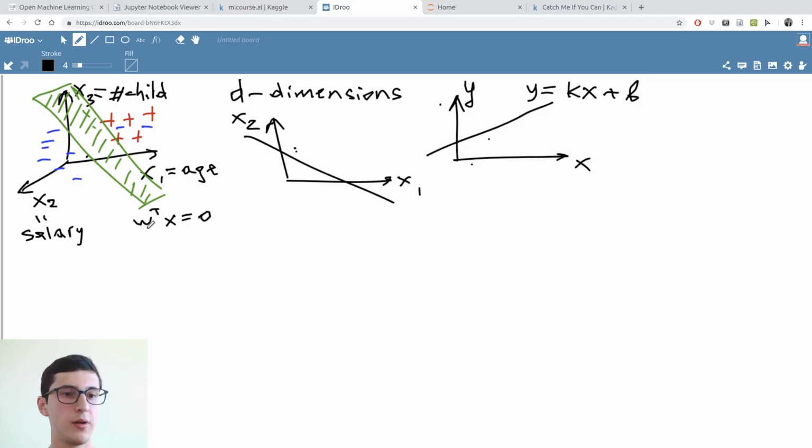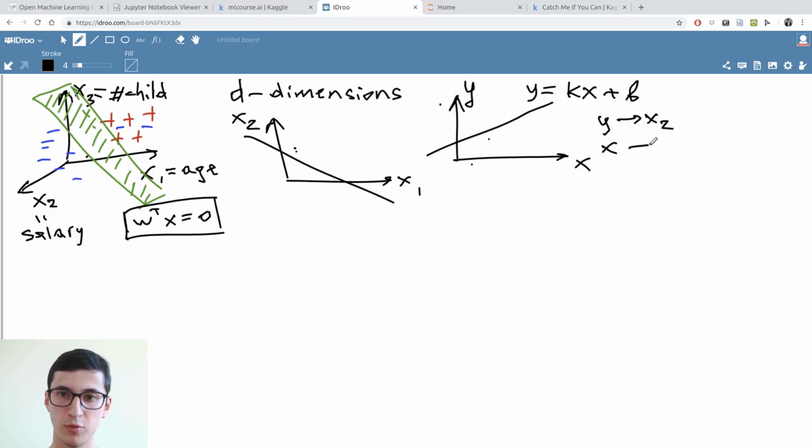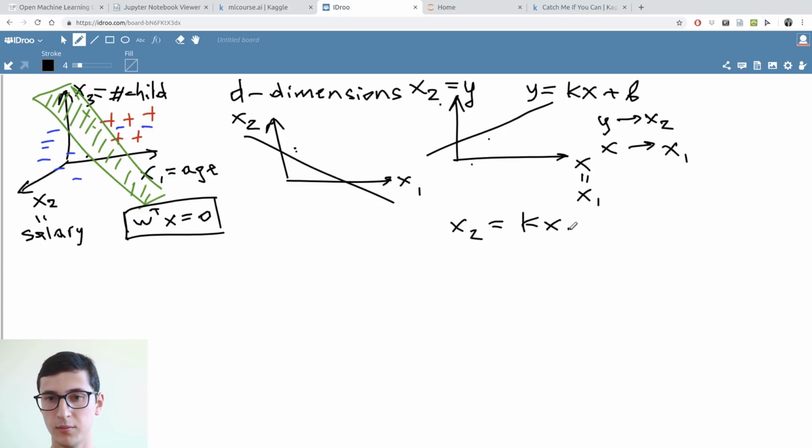So actually the equation W transposed x equals 0 is only a generalization. Let's show that this is a special case. We'll do only a simple refactoring. Instead of y, we'll write x2, and instead of x, we'll write x1. So let's substitute x1 and x2 here. And so in this case, the equation will be x2 equals k x1 plus b.